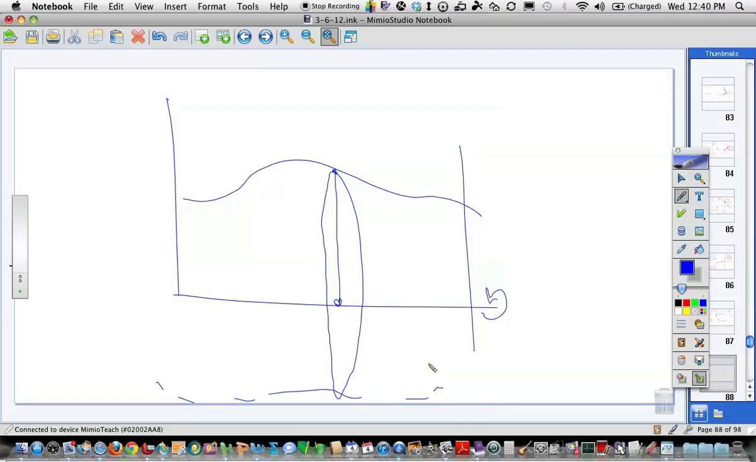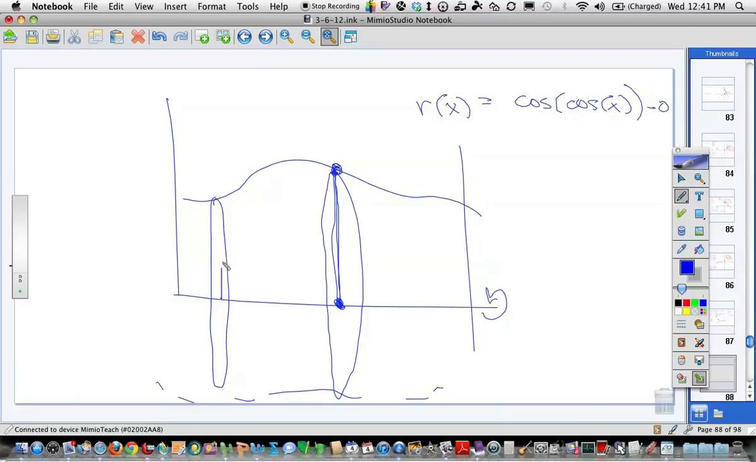Now, if we look at one slice, that circle right there, that strip right there is the radius of that circle. Now, what would be the length of that strip? I'm going to call it r of x. What would be the length of this strip? This y value, which is what? What's this y value? Cosine x minus this y value, which is 0. And anywhere I move that slice, that strip is going to be the radius of that slice.